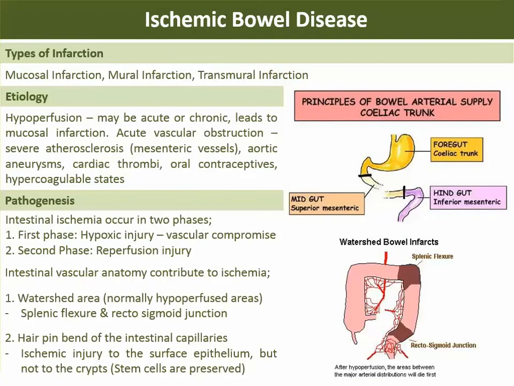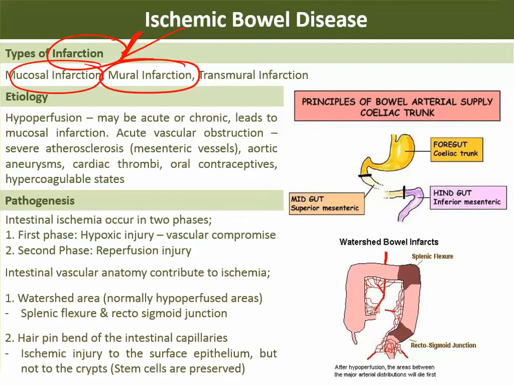Now let us go into ischemic bowel disease. You all know infarction happens when there is ischemia, right? Ischemia leads to infarction. This is the basic fundamental we studied in pathology. Now there are three types of infarction in the intestines. One is mucosal infarction, which means the mucosa alone goes for infarct. If the submucosa as well as some part of the muscle layer is involved, it is called mural infarction. If the complete intestinal wall is involved, it is called transmural infarction.